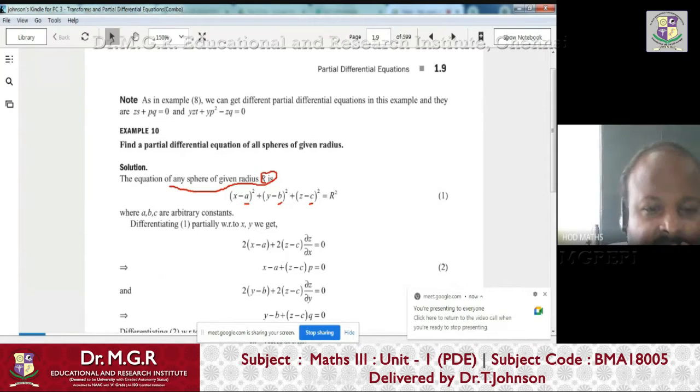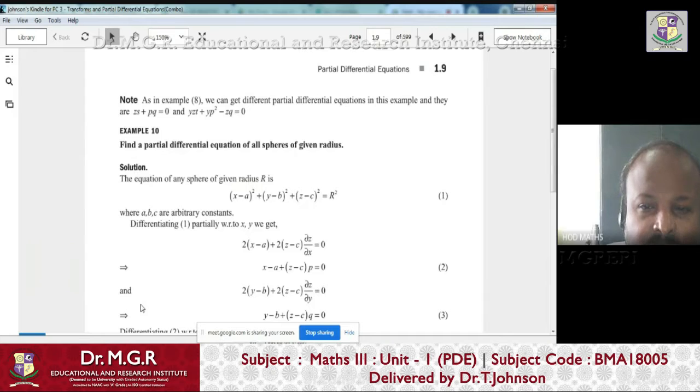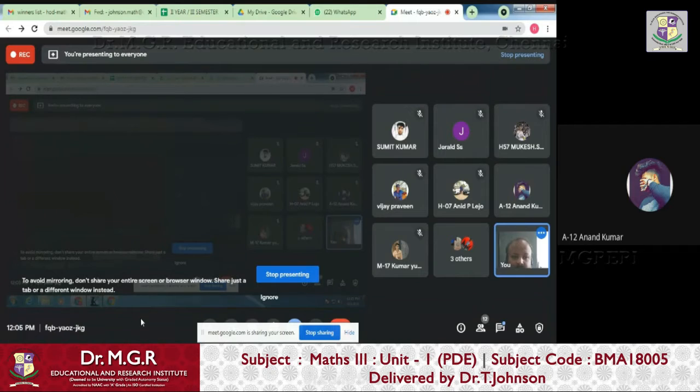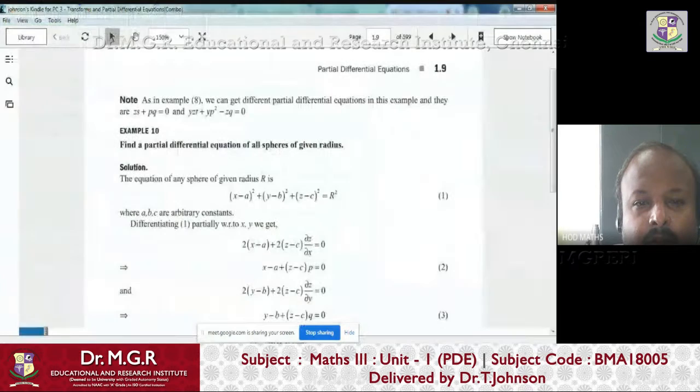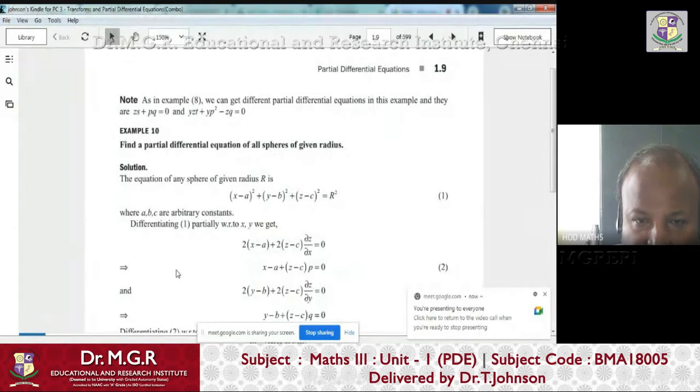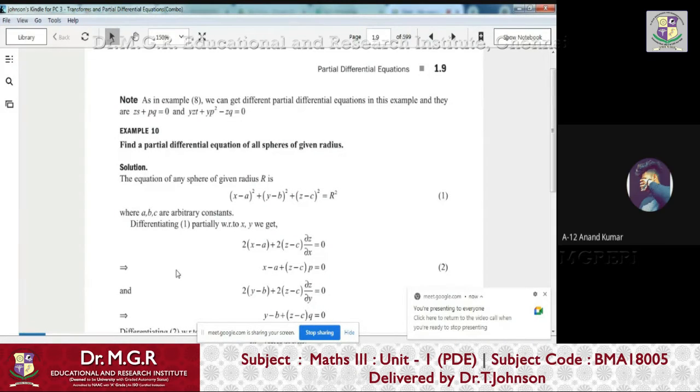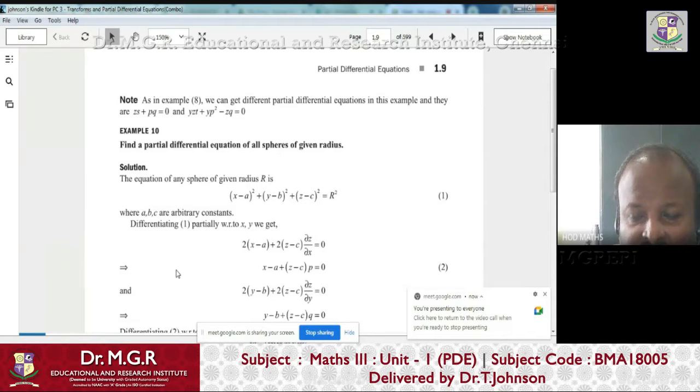x minus a the whole square plus y minus b the whole square plus z minus c the whole square. How many arbitrary constants? Do you see the screen or not? Three, sir. So it is there in the screen itself. How many arbitrary constants? 3. Okay, how many fixed constants?